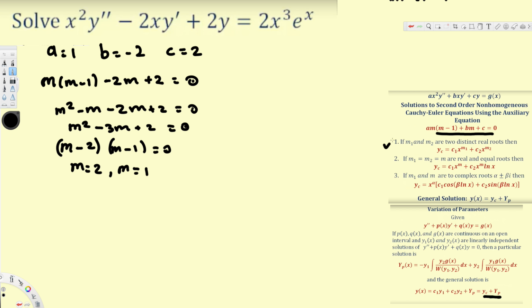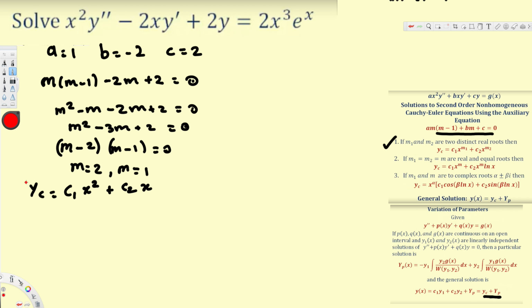So this matches the case of two distinct real roots, that's this one. So the complementary solution is going to be like this. yc here is going to be c1 x to the power m1, and here m1 is 2, so c1 x squared, plus c2 x to the power m2, x to the power 1, so that's just x. Okay, so this is our complementary solution.